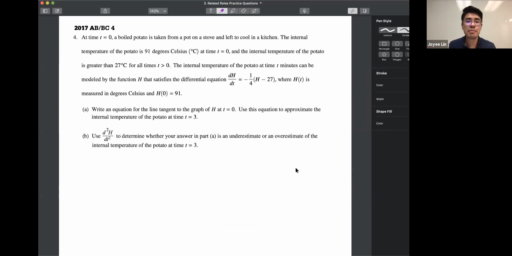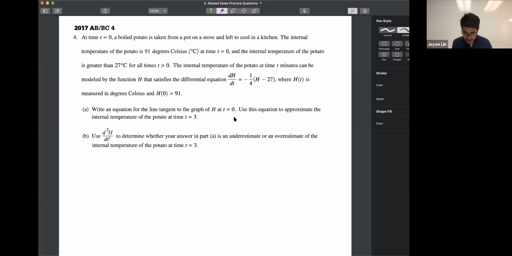At time t equals 0, a boiled potato is taken from a pot on a stove and left to cool in a kitchen. The internal temperature of the potato is 91 degrees Celsius when time is equal to 0, and the internal temperature of the potato is greater than 27 degrees Celsius for all times t greater than 0. Then they give you this equation for the potato, and h of t is measured in Celsius and h of 0 is equal to 91. Write an equation for the line tangent of the potato.